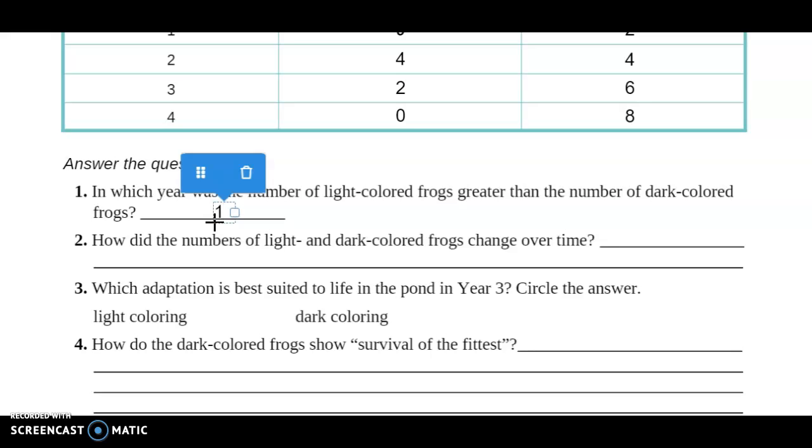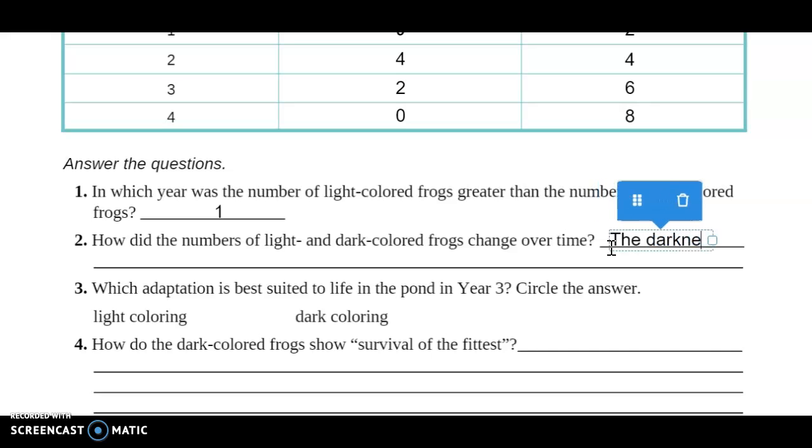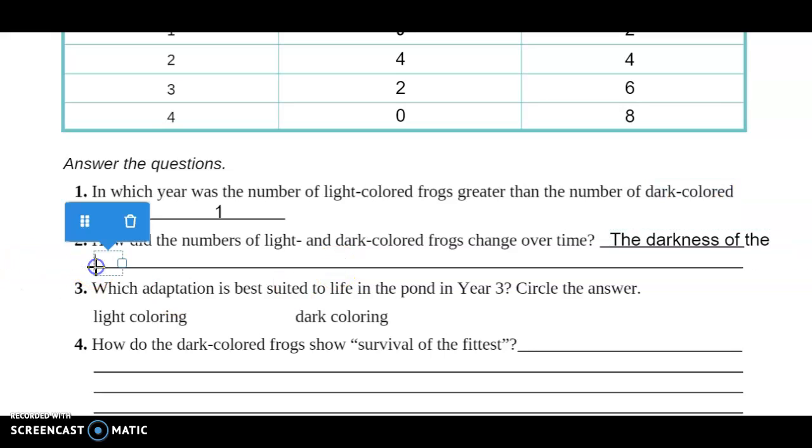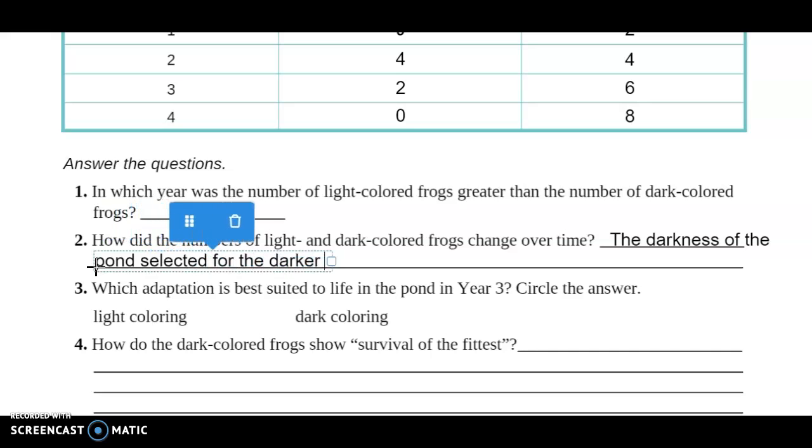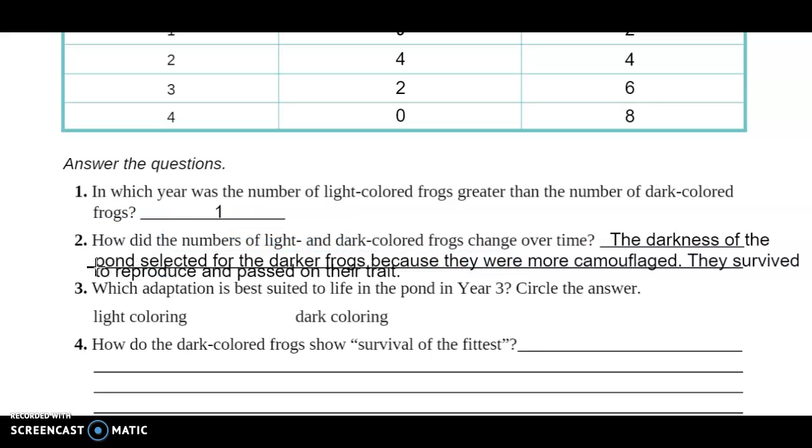Number 2 says, how did the number of light-colored and dark-colored frogs change over time? The darkness of the pond selected for the darker frogs because they were more camouflaged. So they were able to survive and reproduce and pass on their traits.